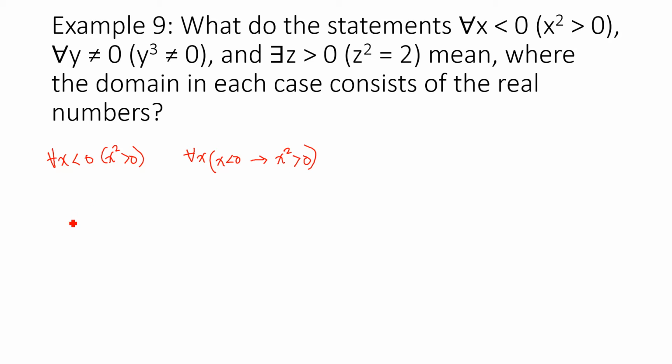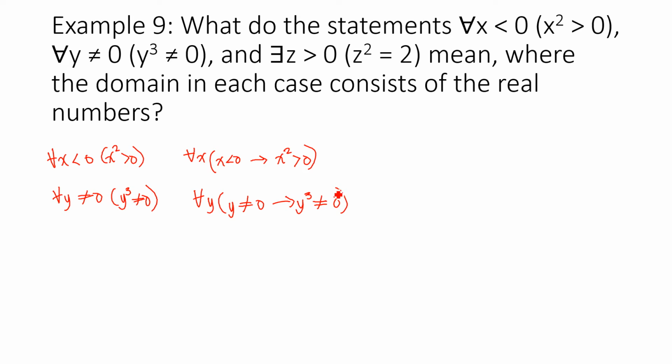Okay, and then the statement "for all y not equal to 0, y cubed not equal to 0" states that for every real number y with y not equal to 0, we have y cubed not equal to 0. This is equivalent to "for all y, y not equal to 0 implies y cubed not equal to 0."